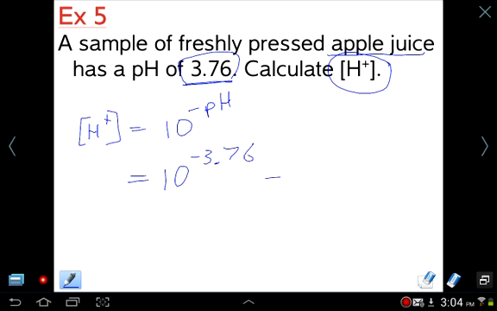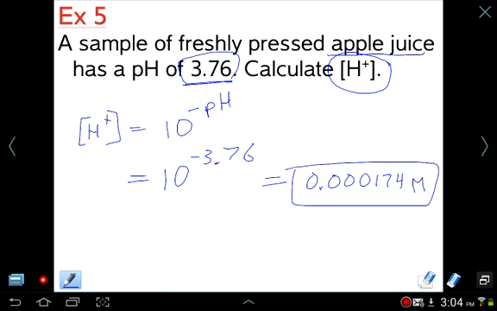Try this in your calculator. It should give you the hydrogen ion concentration. And hopefully you got something like this: 3 zeros, 174. And the units will still be molar because we're asking for the molarity. Remember, these brackets mean molarity. So pretty easy. Essentially we're undoing the pH.